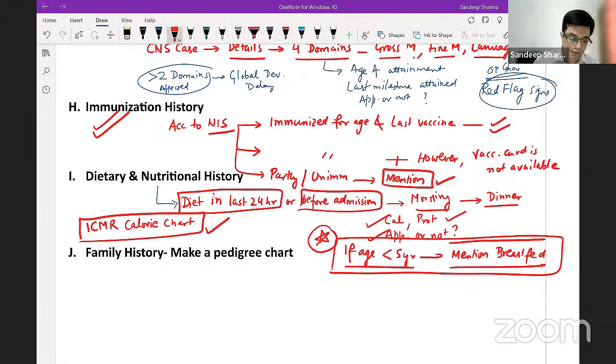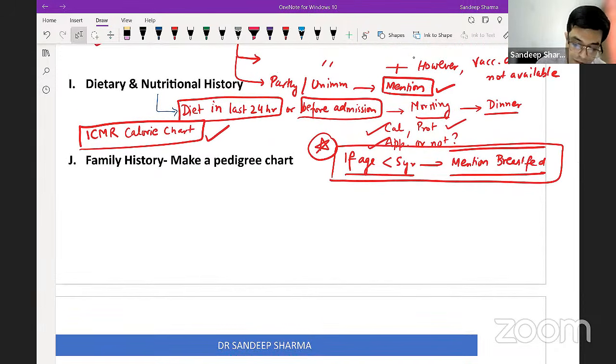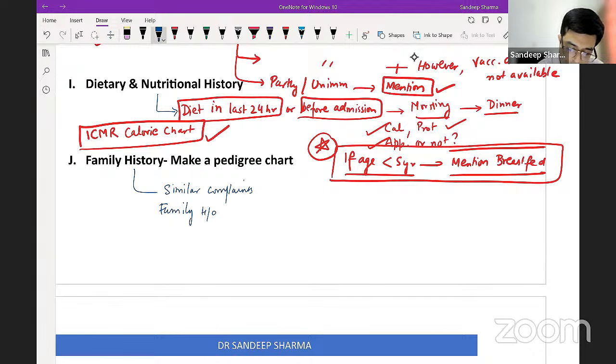Now, moving further, we will be talking about the family history in the patient. When you take family history, ask about similar complaints in the family. You will ask about family history of contact with tuberculosis.